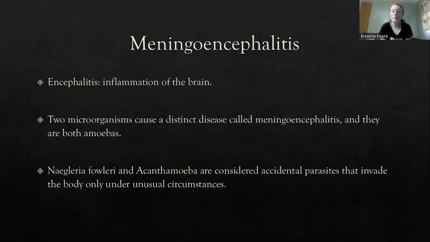Meningoencephalitis. If you didn't know, encephalitis is inflammation of the brain, and there are two microorganisms that cause a distinct disease, which is known as meningoencephalitis, and they are both amoebas. Naegleria fowleri and Acanthamoeba are considered accidental parasites that invade the body only under unusual circumstances.